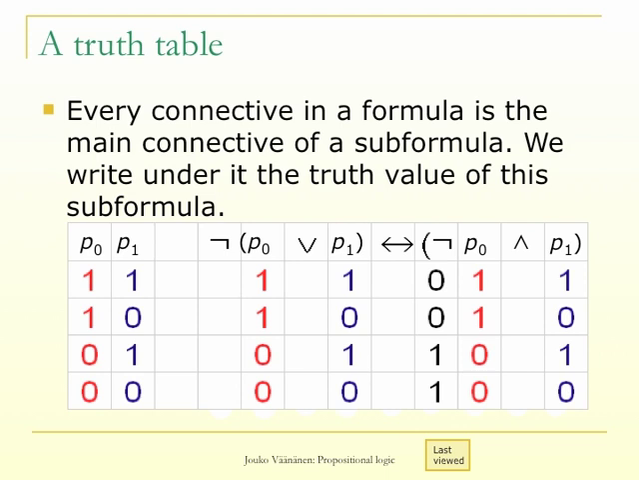Now we can fill in the conjunction. Note that the conjuncts of this conjunction are not P0 and P1. So we have to look at the columns corresponding to not P0 and P1. Now the disjunction. This is a disjunction of P0 and P1, and we look up the values from the truth table of the disjunction connective.